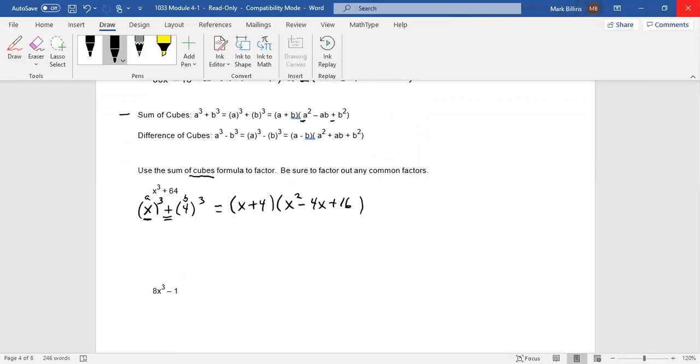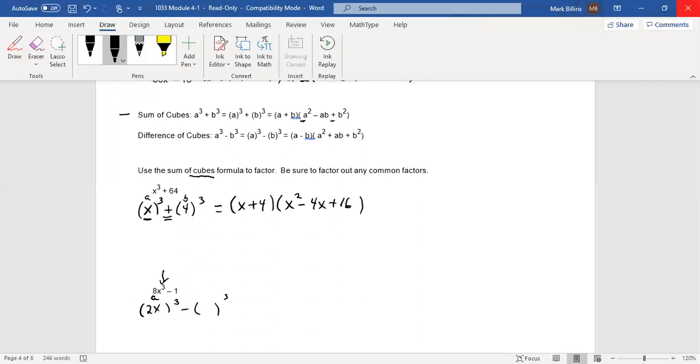Again, we're looking at our exponent 3, which is going to be a clue that we're going to deal with the sum or difference of cubes. Since it's a minus, it's going to be the difference of cubes. So the first step is to decide what times itself 3 times gives us each one of our terms. To get an 8, that's 2 times 2 times 2. And of course, to get an x cubed, it's x times x times x. So that would be our A.